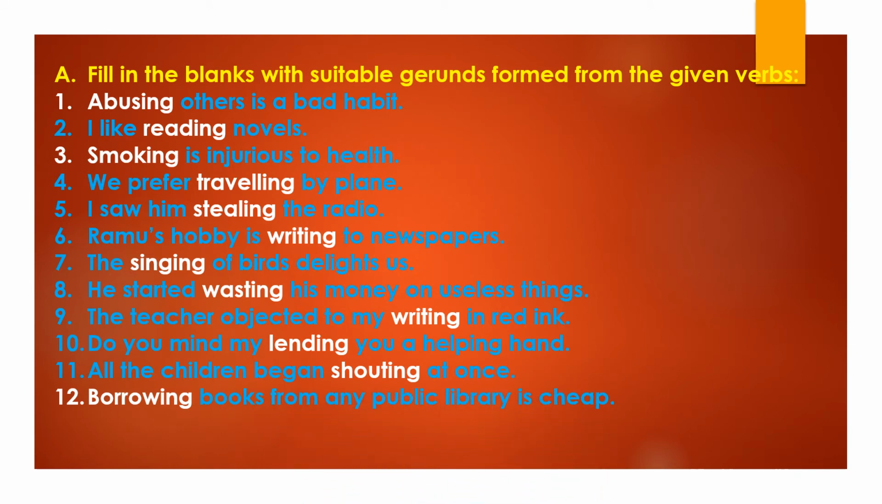The first one is dash others is a bad habit. So in the bracket it is given abuse. So remember, gerund we will use as ing. So abuse will become abusing others is a bad habit. The second one is I like dash novels, and in the bracket read is given. So again adding ing: I like reading novels. So here you can see everywhere, whatever bracket is given, in that bracket we have added ing, and we have made it a form of gerund. Moving on.